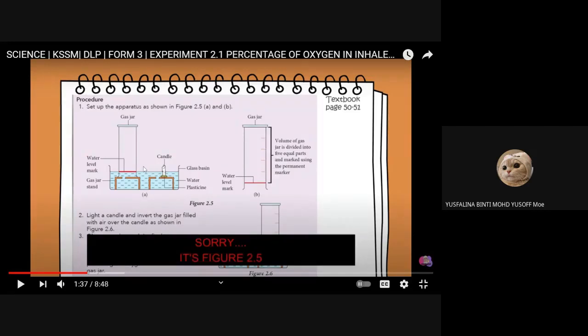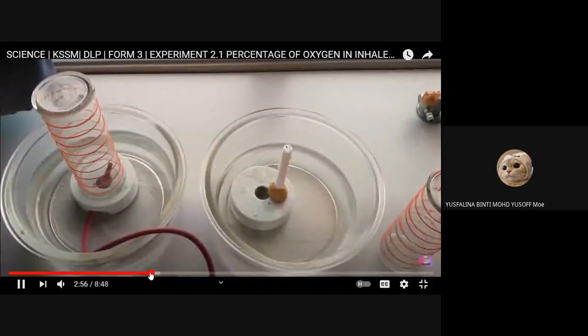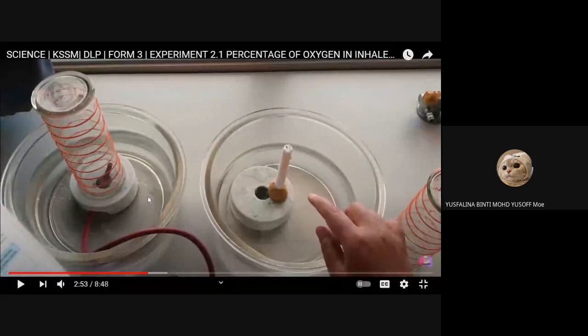Okay, so let's see the experiment. Over here is the plasticine. Now we already have the apparatus. We already set up the apparatus. So this is the glass jar.